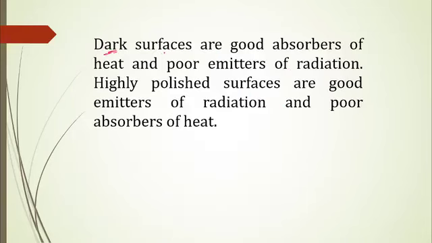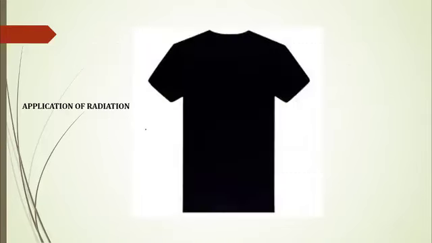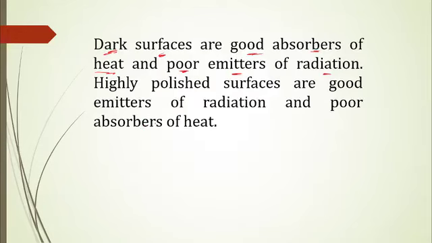Notice here on the slide that it says dark surfaces are good absorbers of heat and they are poor emitters of radiation. Have you ever wondered why you feel hot when you wear black clothes? You feel hot because black tends to absorb heat, but it is a poor emitter of radiation. That is why black is used to produce what we call tinted glasses, because they are excellent reflectors. Heat and energy from the sun, solar radiation, bounces back off them, so they are poor emitters of radiation, but good absorbers of heat.